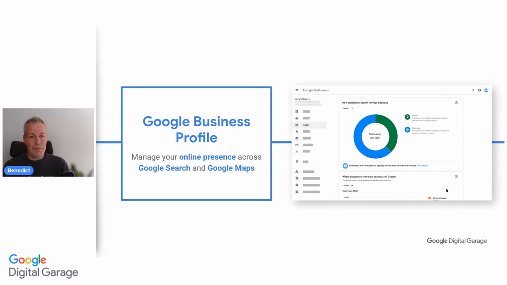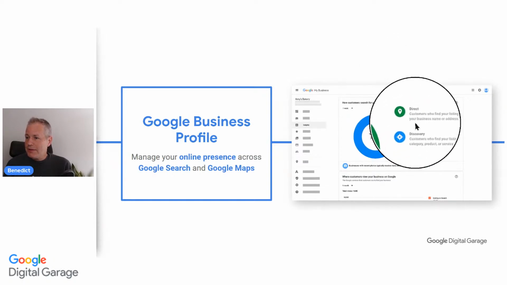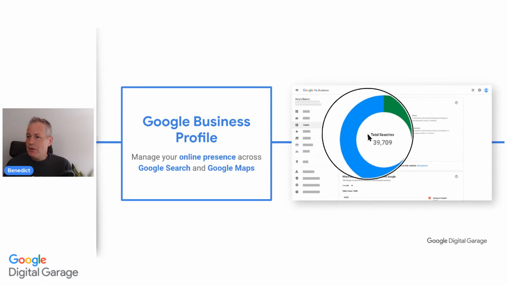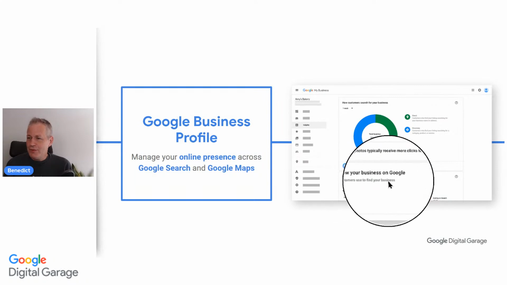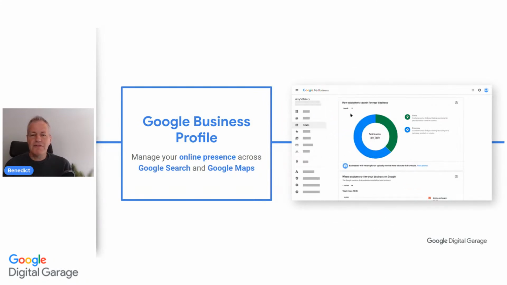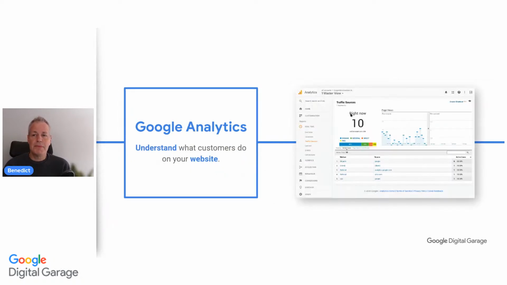Then make sure for the public that you're choosing a region if you work from home, for that kind of thing. Okay, it's got its own insights, Google Business Profile. As you can see over here, information to help you direct and discovery. 39,709 searches. Whoa. And where customers view your business on Google. So it's giving you some feedback there as well. And of course, do people find you on a map? Then click for directions or give you a call, which is really useful as well to get that information.